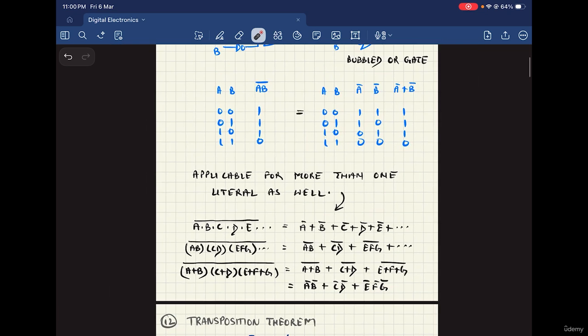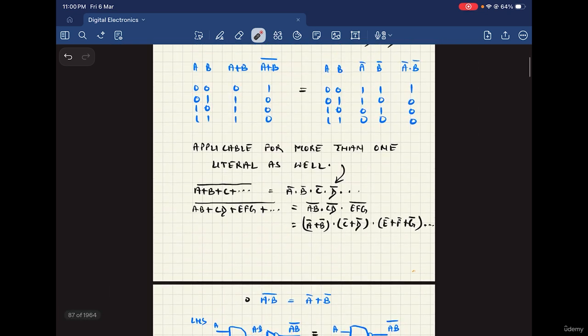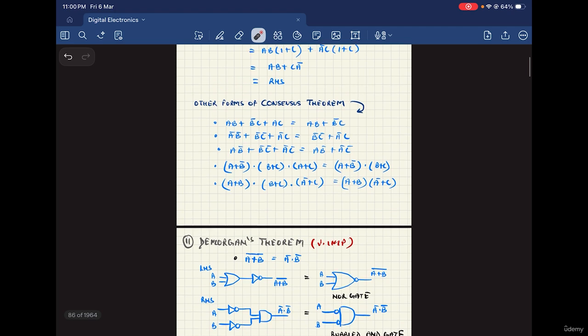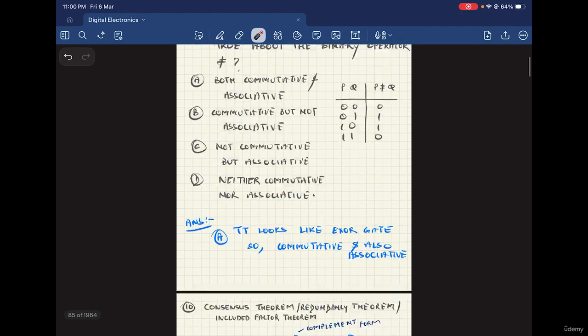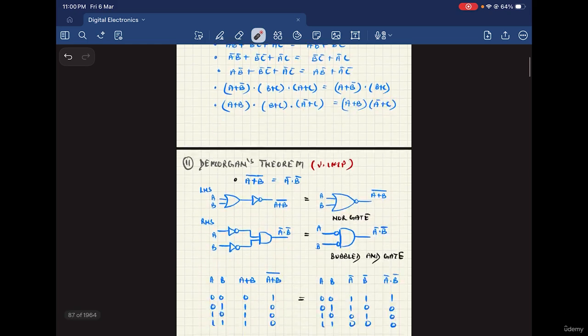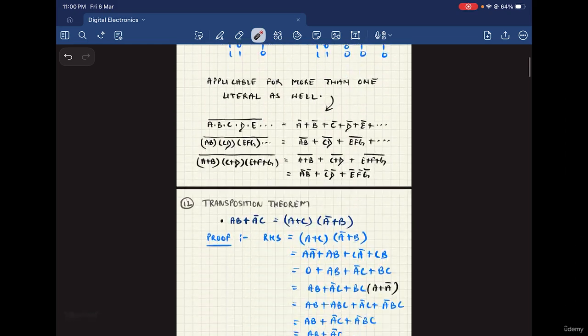Okay, so this is basically De Morgan's theorem, the two types of De Morgan's theorem. Very, very useful, always used in the minimization of expressions. And this is the consensus theorem. Prior to that we have seen literals, and in the next video we'll be looking at some examples and also the transposition theorem, okay, which is this one.